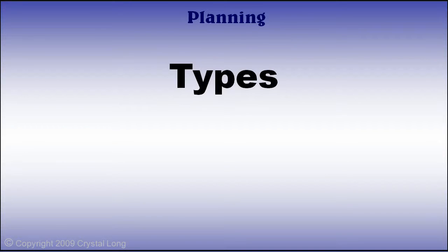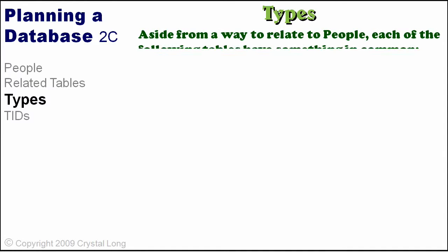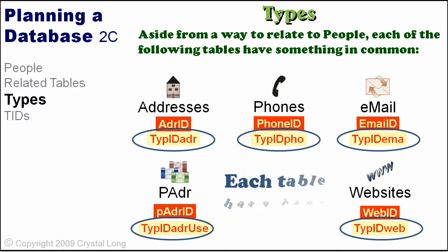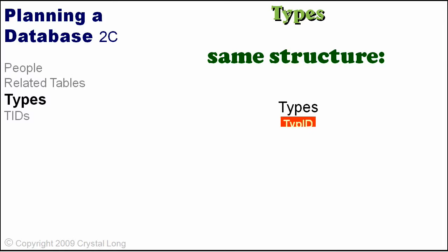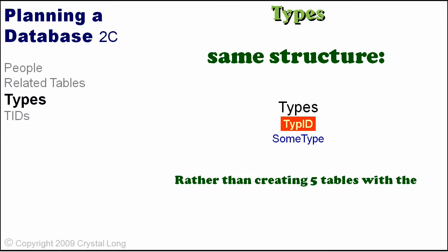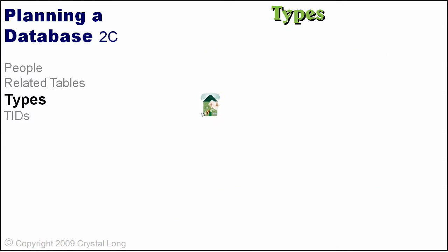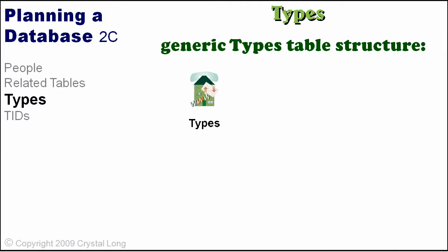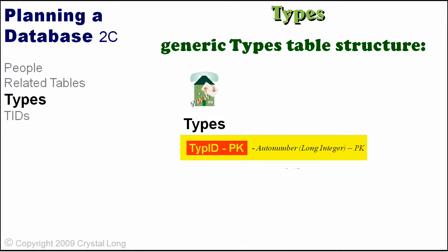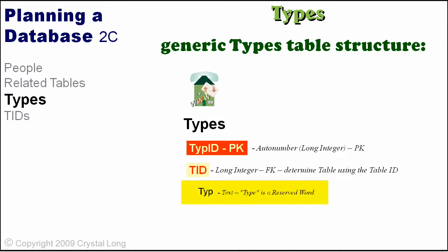For each of our related tables, there is a type, and the types tables have the same structure: an auto number primary key and a descriptive text field. Rather than creating 5 tables with the same structure, we are going to use a generic types table. Here is our generic types table structure. Type ID will be an auto number primary key. Type, without the E, is a text field. The reason we take the E off is because TYPE is a reserved word.